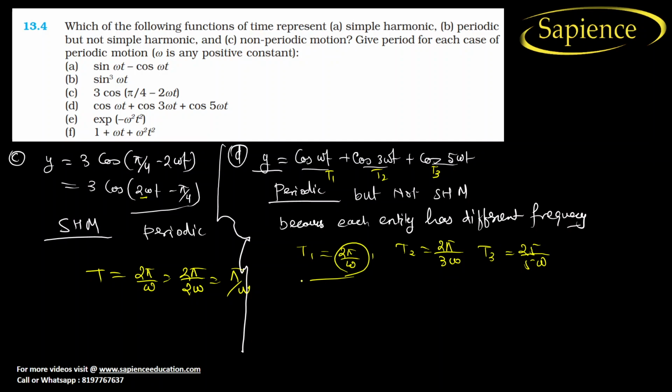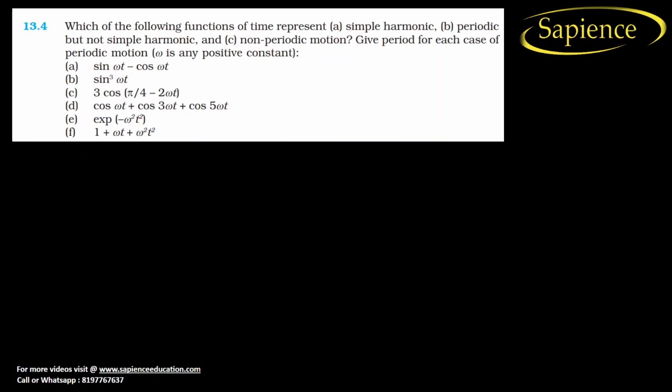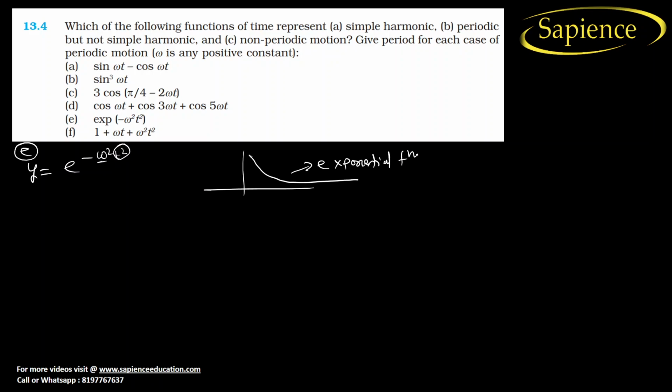Now we have to move to the next question. It is E, and the exponential function e to the power minus omega square t square. See, you know that t square is positive, so this will be negative. This is an exponential function, and it won't be repeated. So it is non-periodic, non-S.H.M.